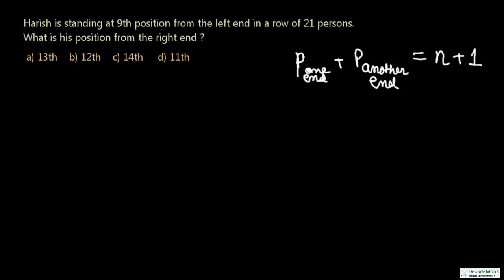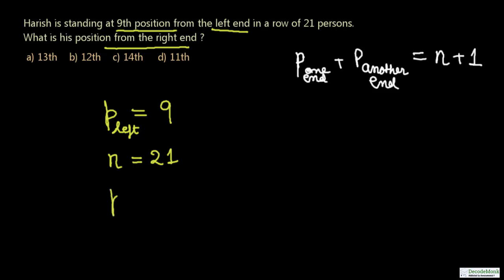So here in this question you are given that Harish is standing in ninth position from the left end. So position from left end is equal to 9, P for position, L for left. It is given that the total number of persons is equal to 21. You have to find out the position from right end. So position from right end is the something which you have to find out.